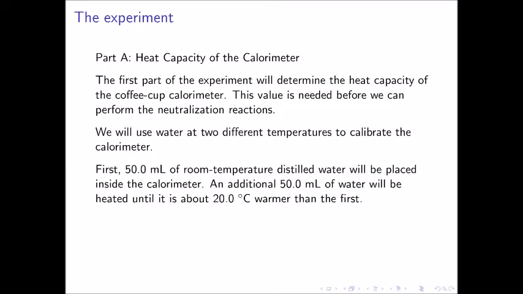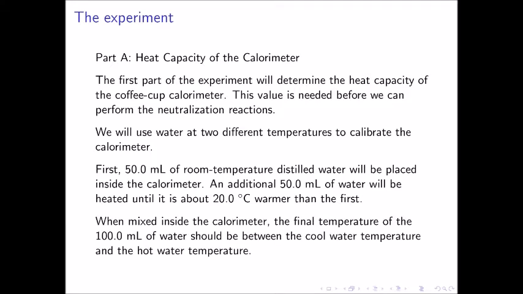First, 50 milliliters of room temperature distilled water will be placed inside the calorimeter. An additional 50 milliliters of water will be heated until it's about 20 degrees Celsius warmer than the first. When these two masses of water are mixed inside the calorimeter, the final temperature of the 100 milliliters of water should now be between the cool water temperature and the hot water temperature.